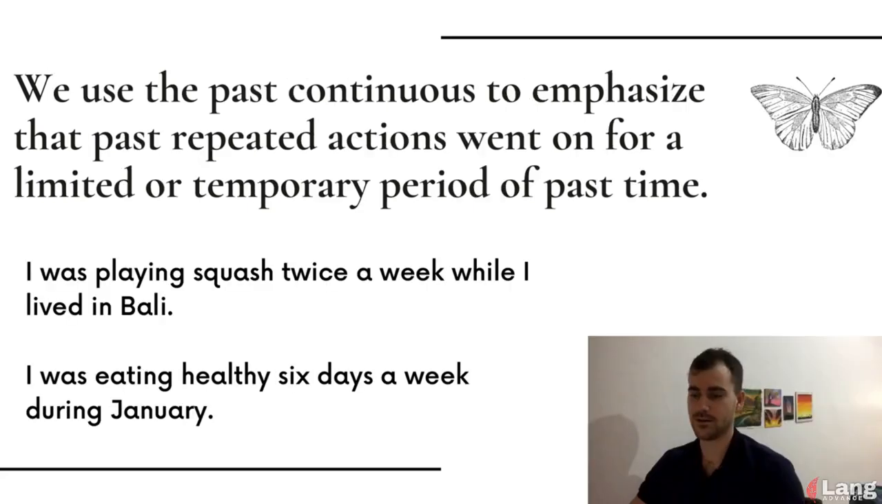The next advanced rule, we use the past continuous to emphasize that past repeated actions went on for a limited or temporary period of past time. I was playing squash twice a week while I lived in Bali. I was eating healthy 6 days a week during January. We use the past continuous to emphasize that these actions went on for a limited or temporary period of time.